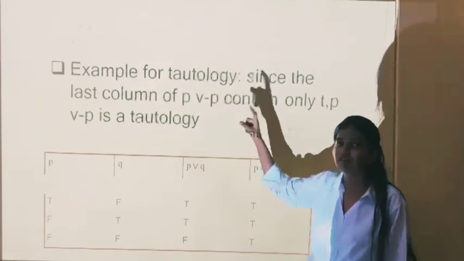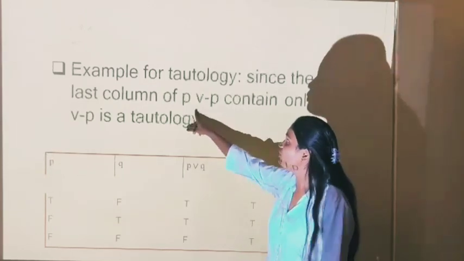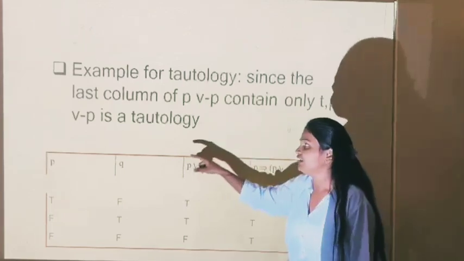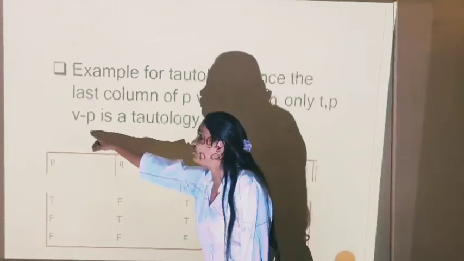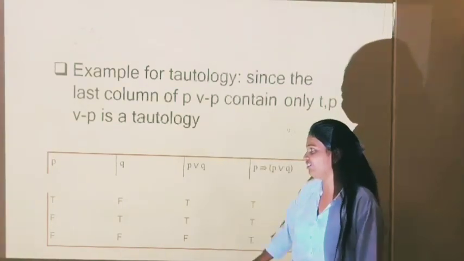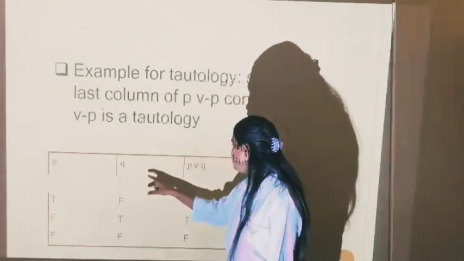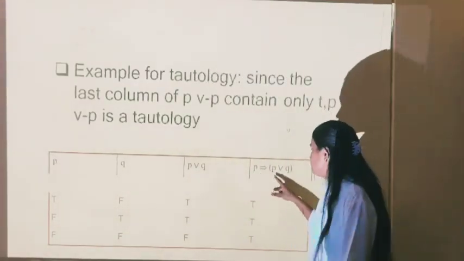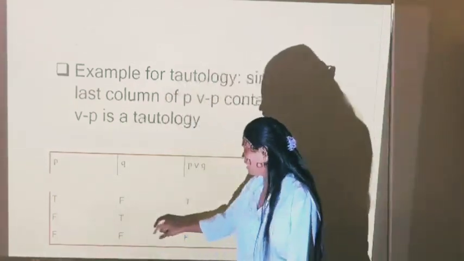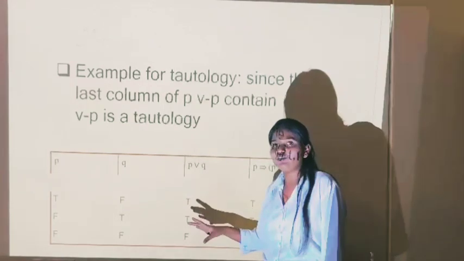Example for tautology: since the last column of P or not P contains only T, it is always a tautology. Example: P, Q, P or Q, P if then P or Q. The truth values are T, F, statement T, statement T. Also, a tautology is always true.